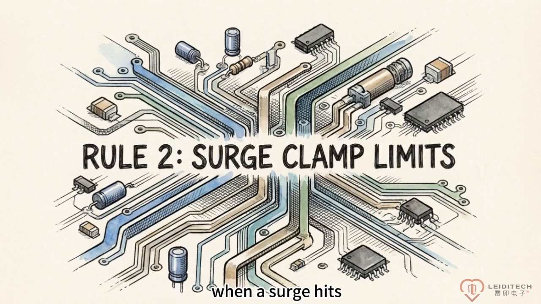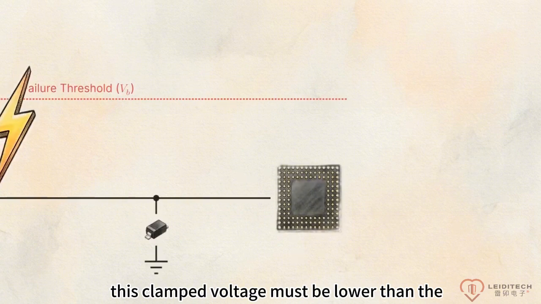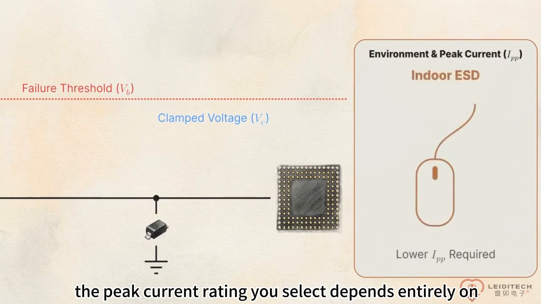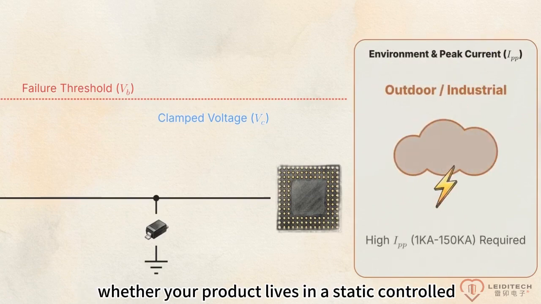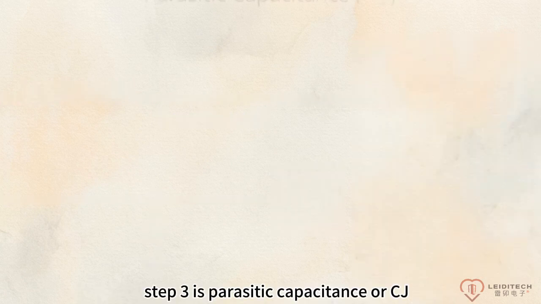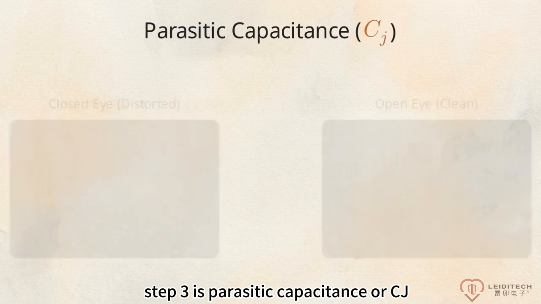When a surge hits, the device clamps the voltage down. This clamped voltage must be lower than the maximum limit your chip can physically survive. The peak current rating you select depends entirely on whether your product lives in a static-controlled office or an outdoor environment exposed to lightning. Step 3 is parasitic capacitance, or CJ.